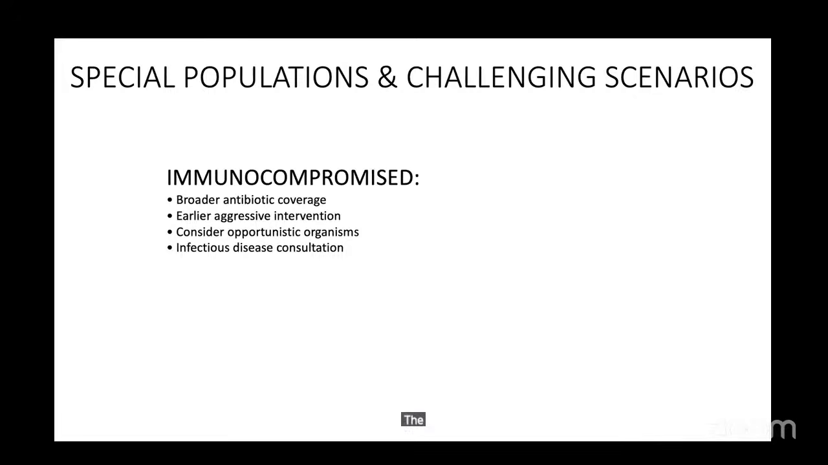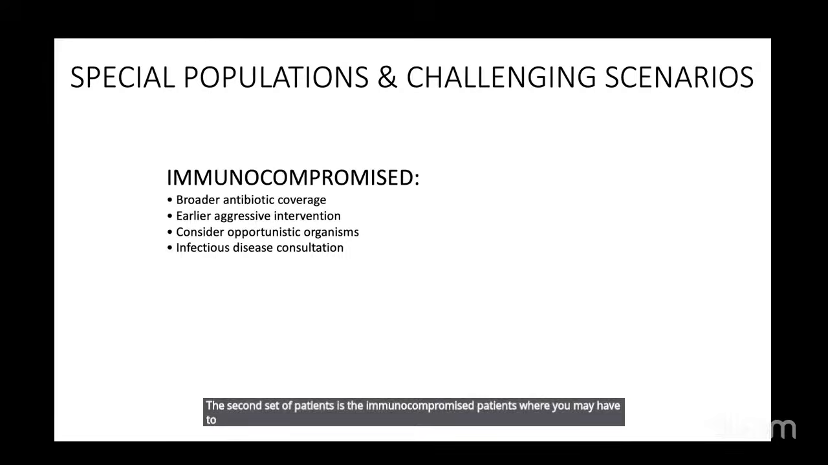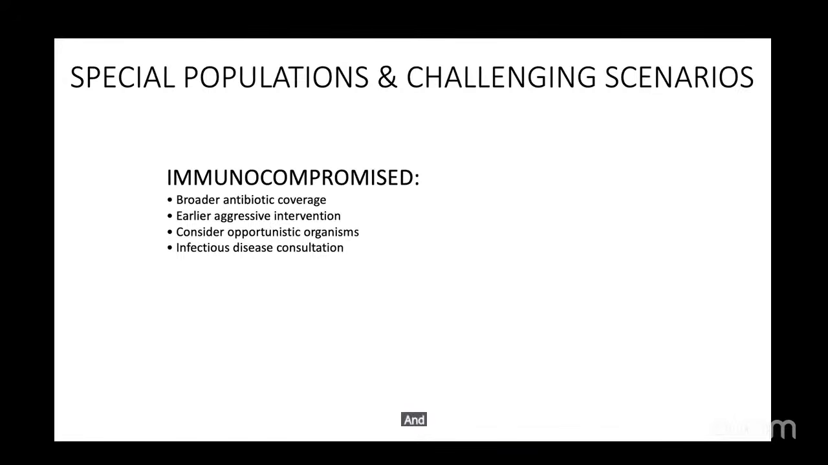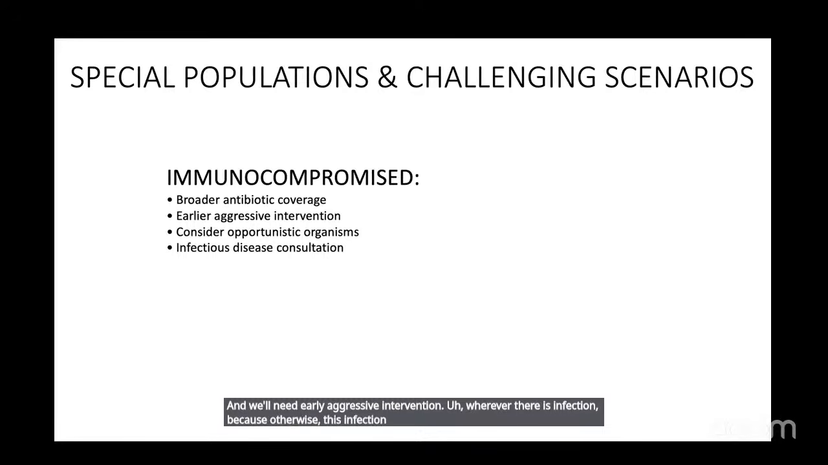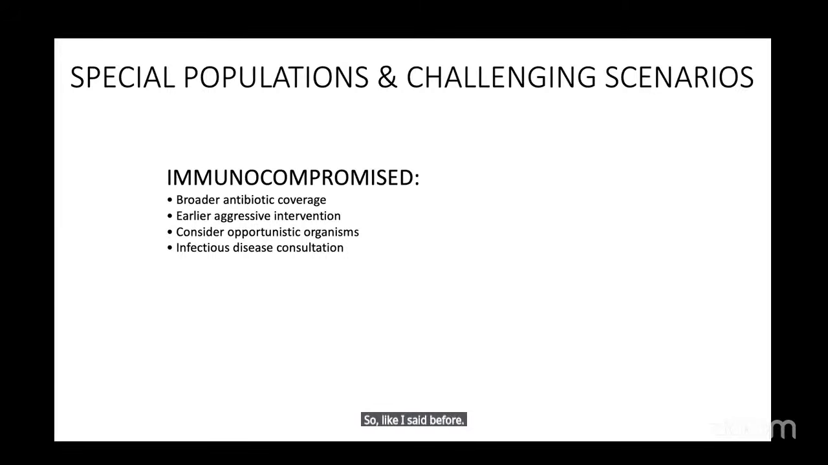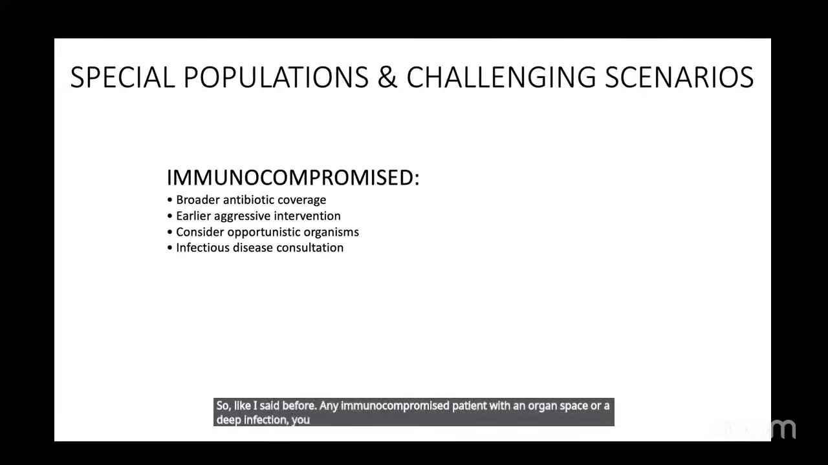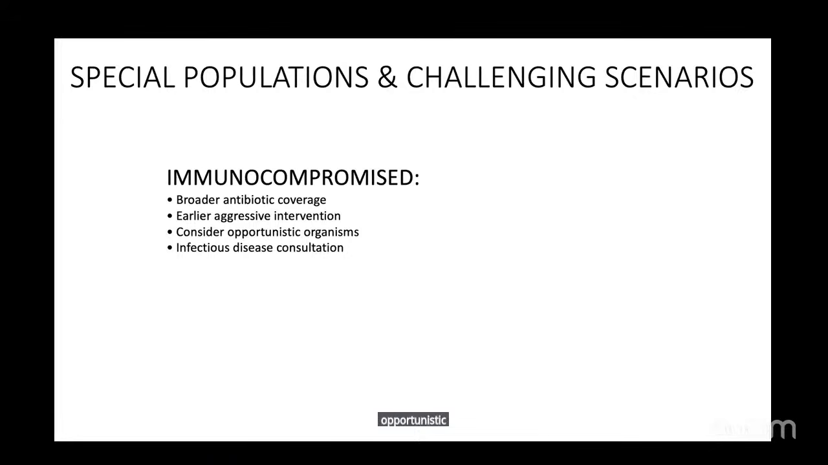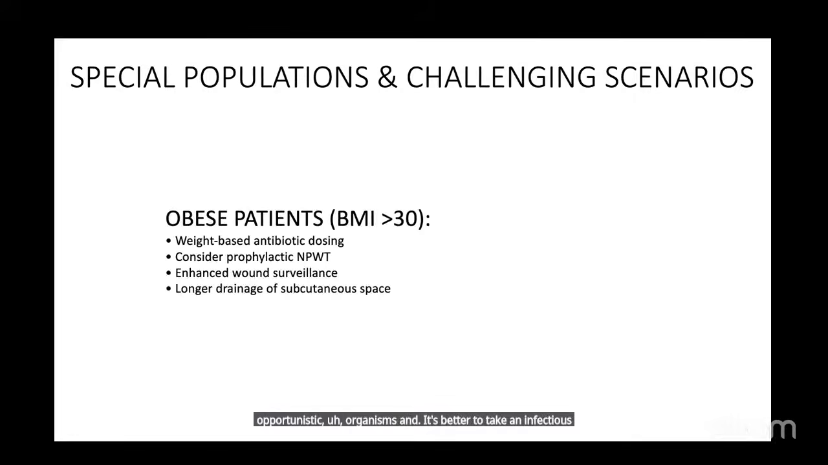The second set of patients is the immunocompromised patients, where you may have to give a broad antibiotic coverage initially itself, and will need early aggressive intervention wherever there is infection, because otherwise this infection may flare and the patient may go into sepsis. Like I said before, with any immunocompromised patient with an organ space or a deep infection, you should consider opportunistic organisms, and it's better to take an infectious disease consultation.